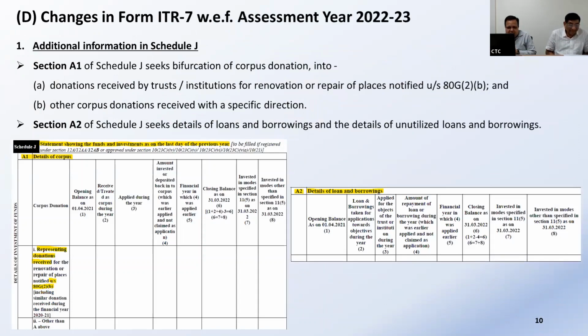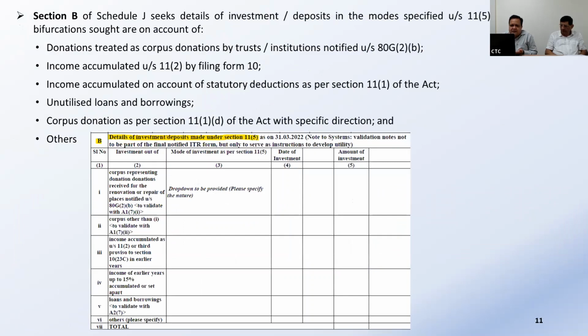Wherever there are changes, I have mentioned all those changes. Additional information on Schedule J. Section A1 of Schedule J seeks bifurcation of corpus donation, as we have discussed just now. And very important bifurcation is about donation received by trust institutions for renovation or repairs of places notified under Section 80G(2)(d), as we discussed earlier. Then other corpus donation received with a specific direction. Section A2 of Schedule J seeks details of loans and borrowings and details of unutilized loans and borrowings. Because of corpus and loans and borrowings, there are major changes in the form because of these two particular amendments.